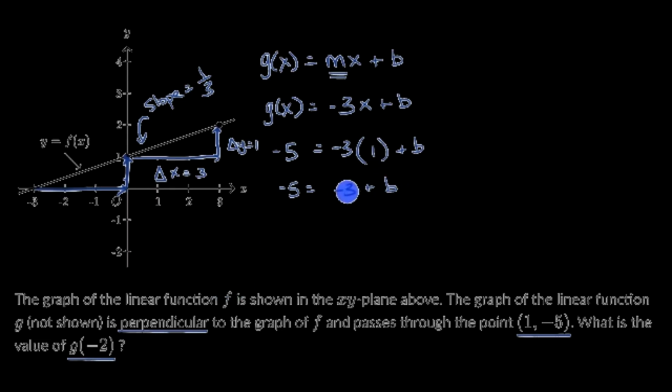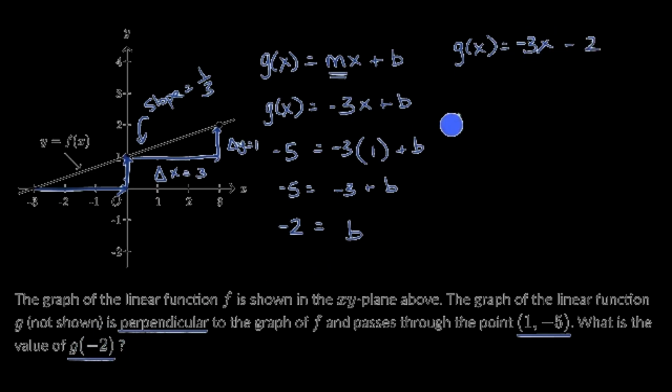And so we can add 3 to both sides, and we are going to get negative 2 is equal to b. Add 3 to both sides, this cancels, and then you get negative 2. And so now we know the equation for g. G of x is equal to negative 3x minus 2.